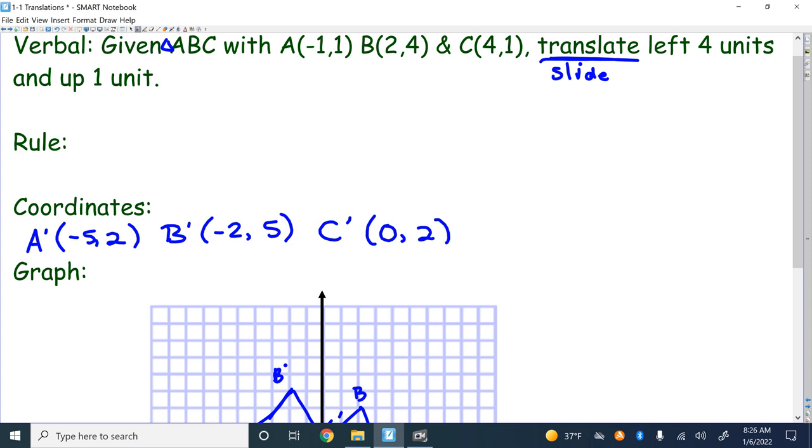And now we have to write a rule. Now I don't know if you remember yesterday from the video, but the rule they said is a mapping rule. You put X, Y in parentheses, and then you put an arrow. So what's happening to X as we go from one to the other? It's going left 4. So, Jay, what were you going to say? X minus 4. Anytime you move to the left, you minus the number. So what's happening to our Y coordinates? Plus 1, we would say. Y plus 1. Very good. Does that make sense? Good.